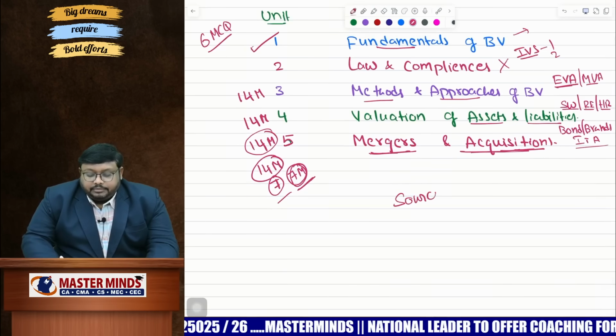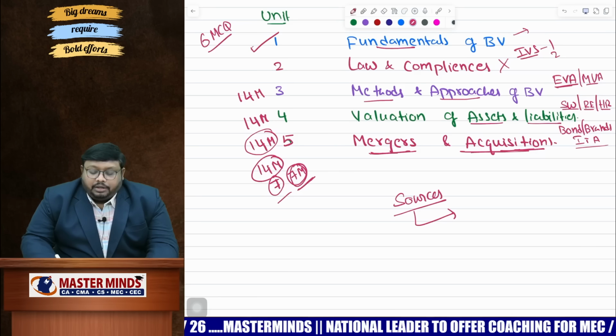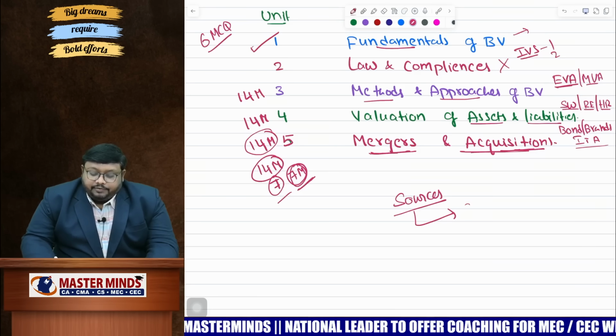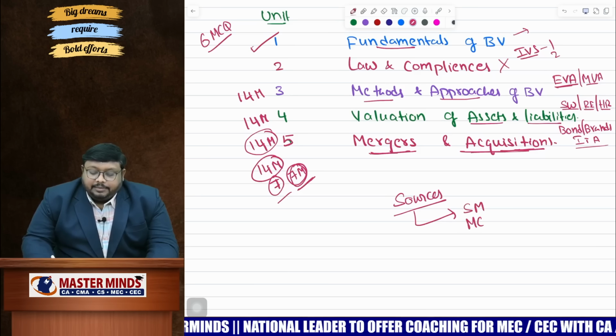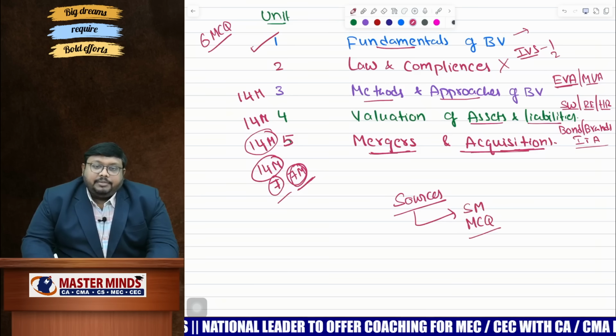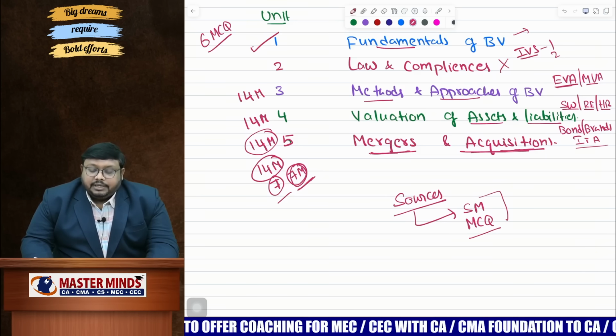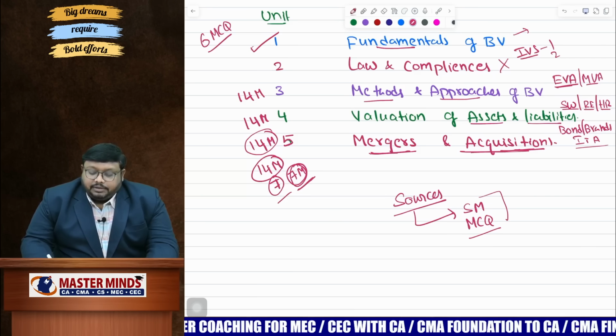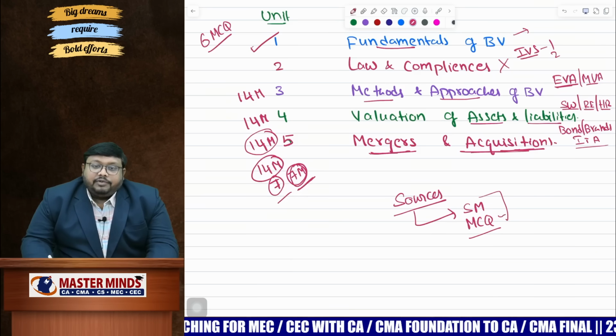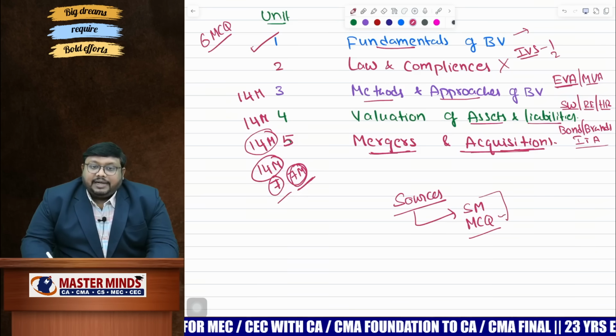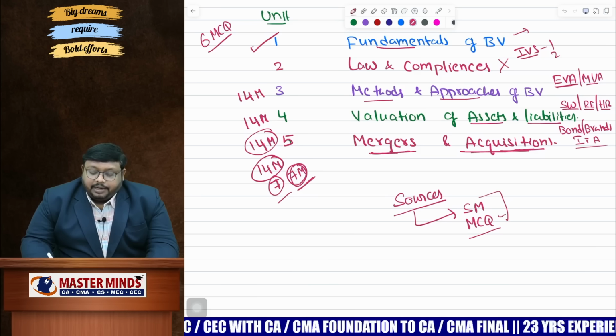Coming to the sources, you need to touch all the questions and illustrations from the study material and the MCQs given at the back of the study material. If you are a mastermind student, everything is incorporated in our material: past questions, previous year questions, and MQPs, MTPs. If not, you have to check MCQs from MTPs, MQPs, and also the recently given MCQ question bank.